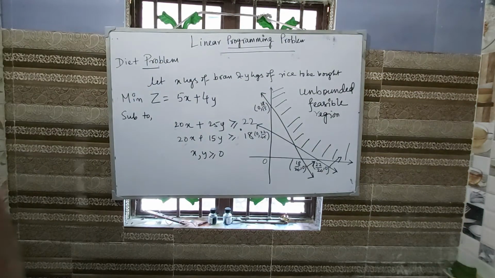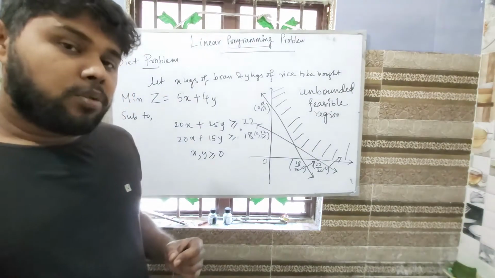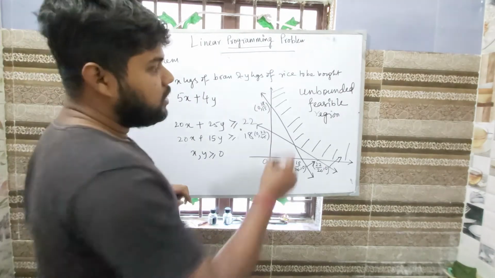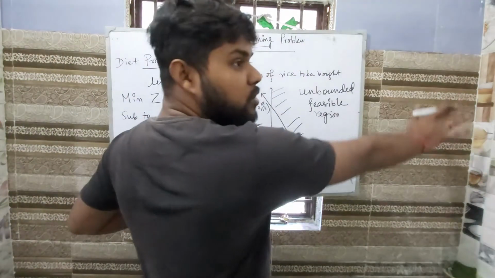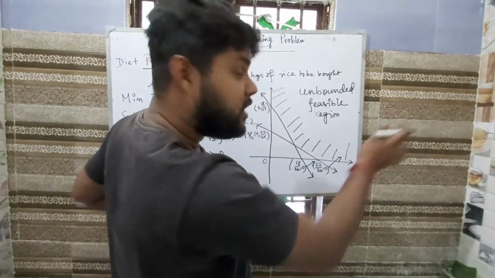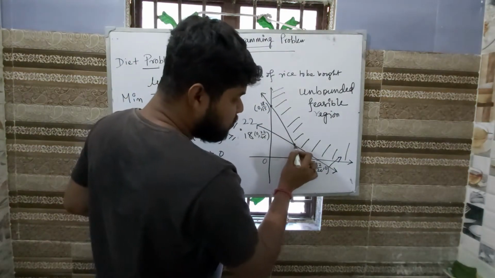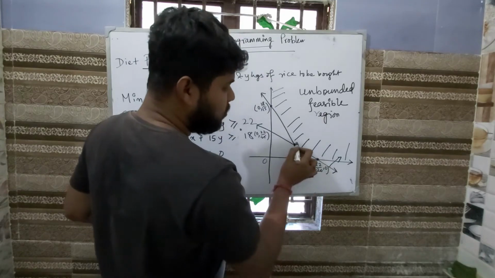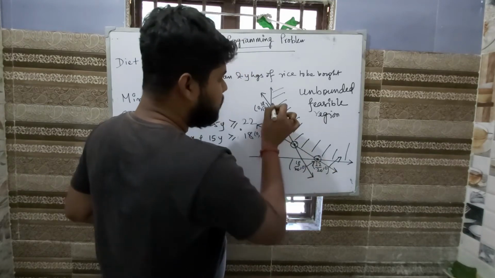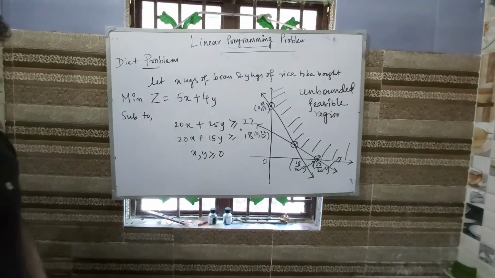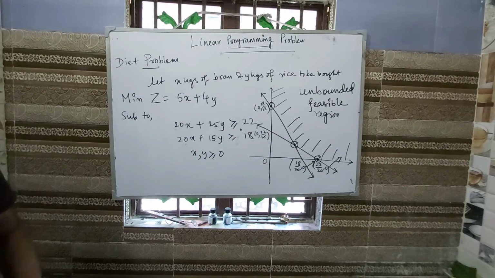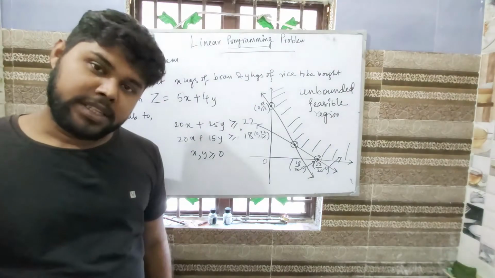Fine. Now let us understand what we mean by corner points here. Now you see in this unbounded region, we can't have any other corner points. So what are the corner points we have? This is one corner point, this is one corner point, this is one corner point. These are the 3 corner points.